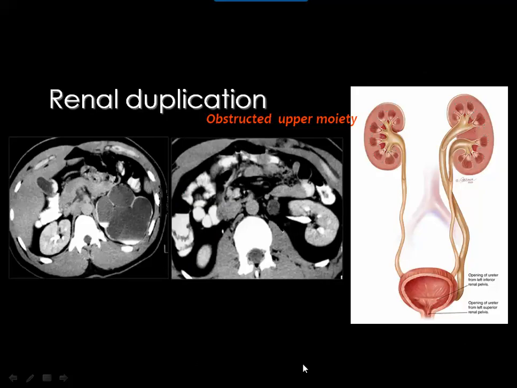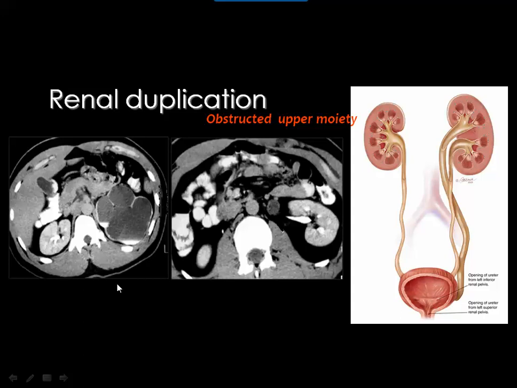And many times when the kidney is duplicated, the upper moiety is the site of disease, and frequently you get vesico-ureteric reflux or you get a hydronephrotic kidney, because the upper moiety ureter is usually entering the urinary bladder at an abnormal site. It may go into the bladder neck and maybe into the urethra, for example. Then how can you diagnose renal duplication?